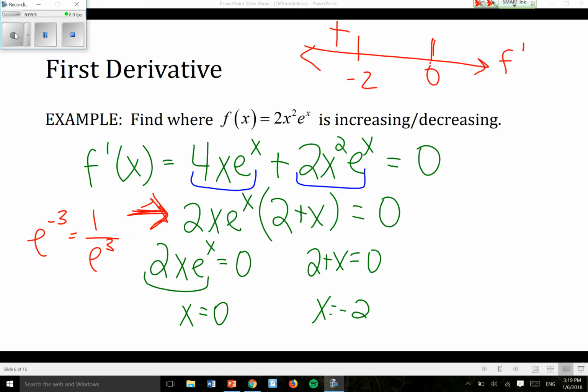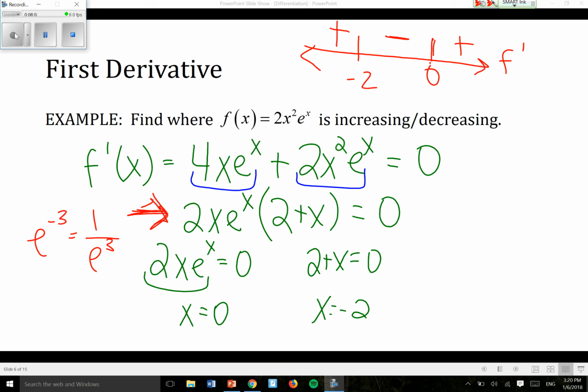Next, I'll plug in negative 1 for a number between negative 2 and 0. 2 times negative 1 is negative. e to the negative 1 is positive, but 2 plus negative 1 is positive. So we have negative, positive, positive. That interval is negative. And then I'll plug in a number bigger than 0, say 5. Positive for 2x, positive for e to the x, positive for 2 plus x. They're all positive, making that a positive interval.